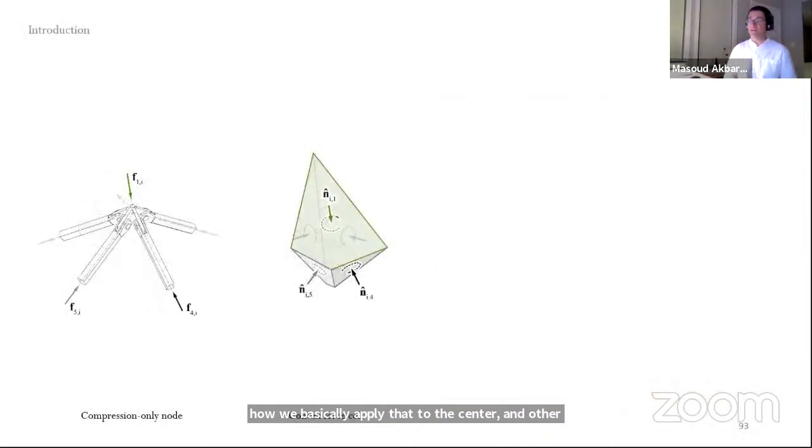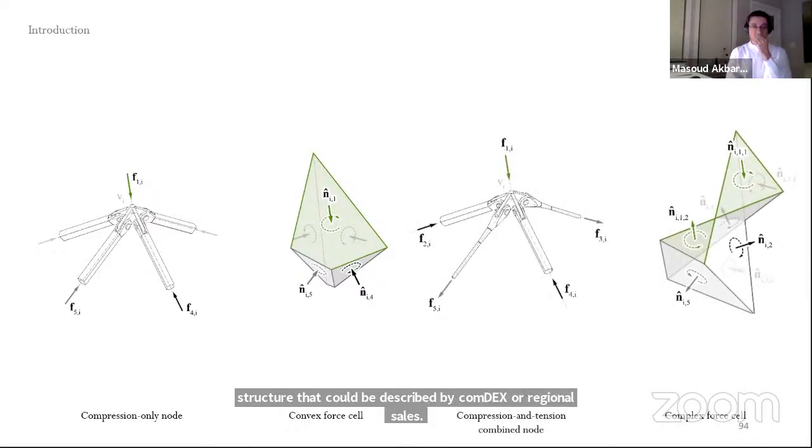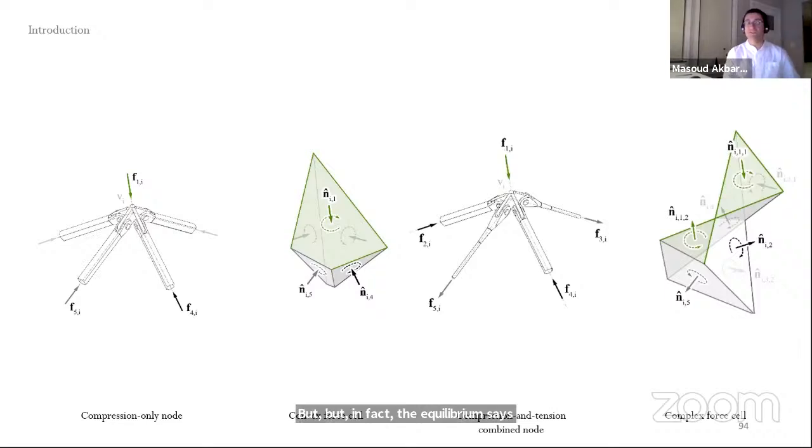Another important point in the design of this structure was how we can actually use different types of force distribution. So far, whatever I showed involved the equilibrium of a spatial structure that could be described by convex polyhedral cells. But in fact, the equilibrium system or the force distribution does not have to be convex. It can be self-intersecting or non-convex force polyhedrons.